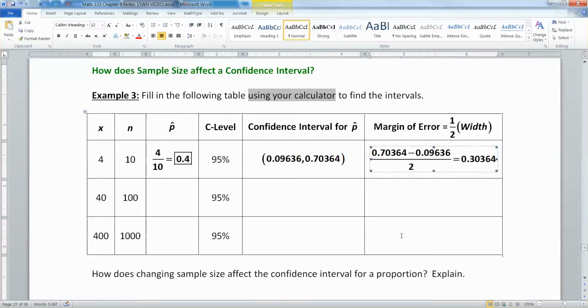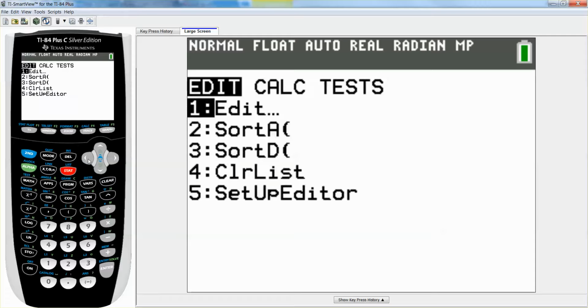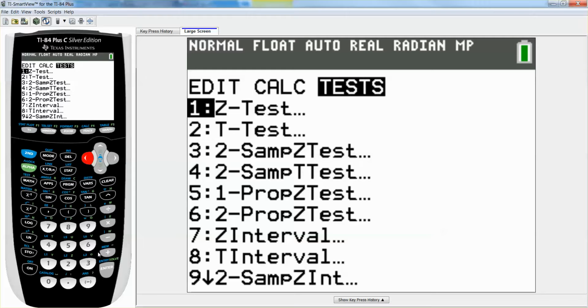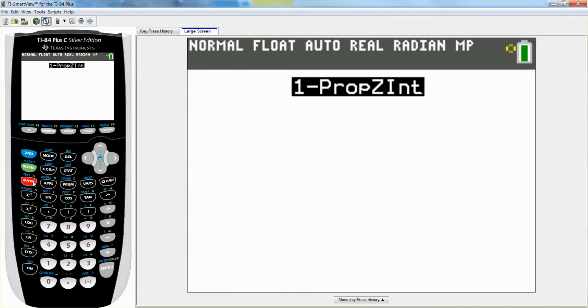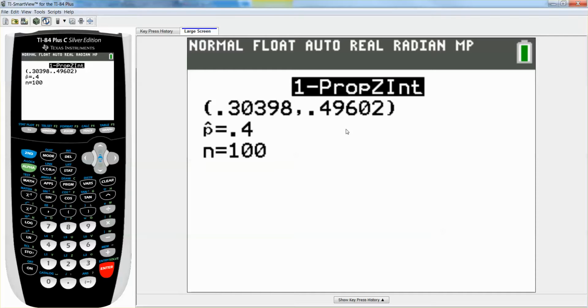All right then. So now we're going to do it again, but we're going to change our numbers to 40 and 100. So I go to stat, tests, letter A. Sorry, we're doing letter A. So alpha A. But now I want 40 and 100. I'm still leaving it at 0.95 for my confidence level, and I go down to calculate. And that gets me 0.30398 and 0.49602.